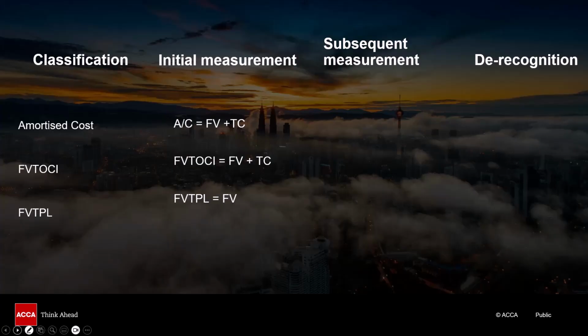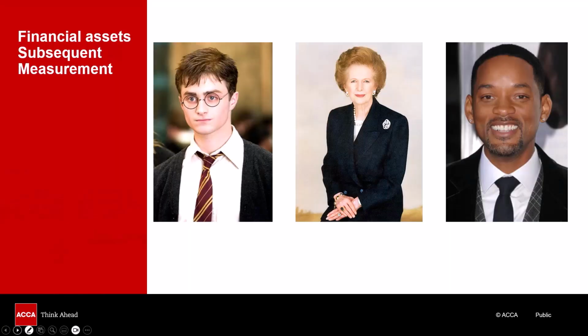Subsequent measurement. We're looking at the life cycle of financial assets. We've classified them, we've initially recognized them, and now we've got to know how we account for them in the future. So this is where I'm going to talk to you about Harry Potter, Margaret Thatcher, and William Smith. A potter is somebody who takes clay and makes it into pots. A thatcher is somebody who takes straw and makes it into a roof. A smith is somebody who takes metal and makes it into swords and metal objects. In other words, their name tells you what they do, what their original ancestors did.